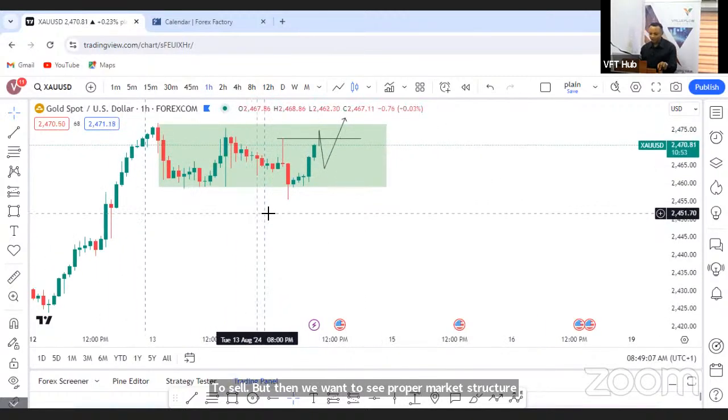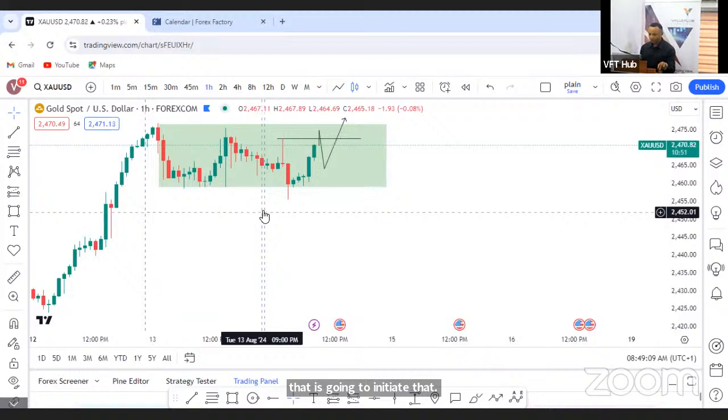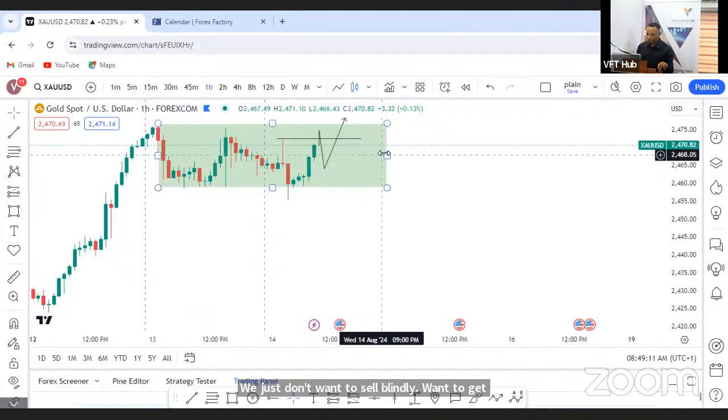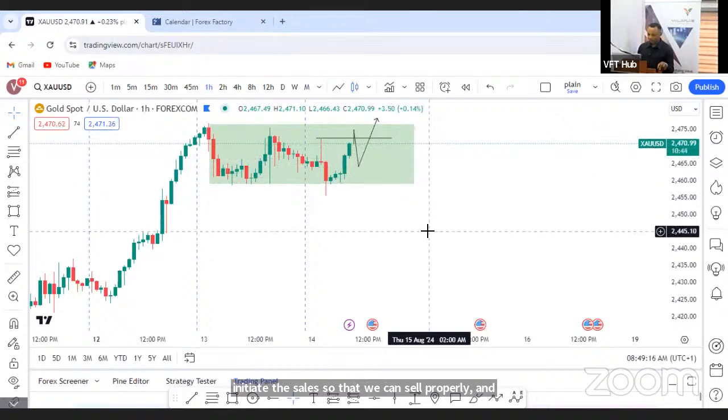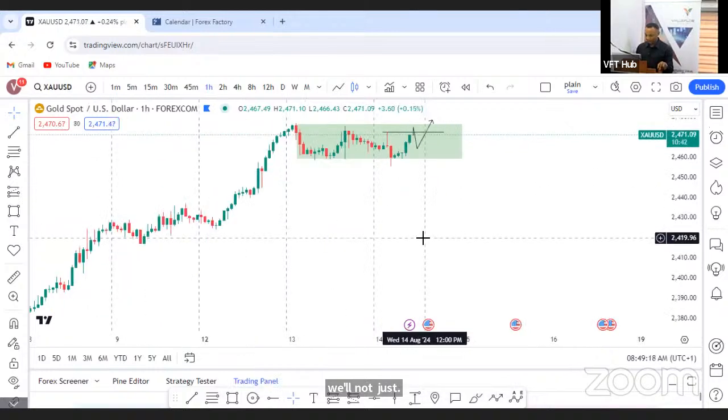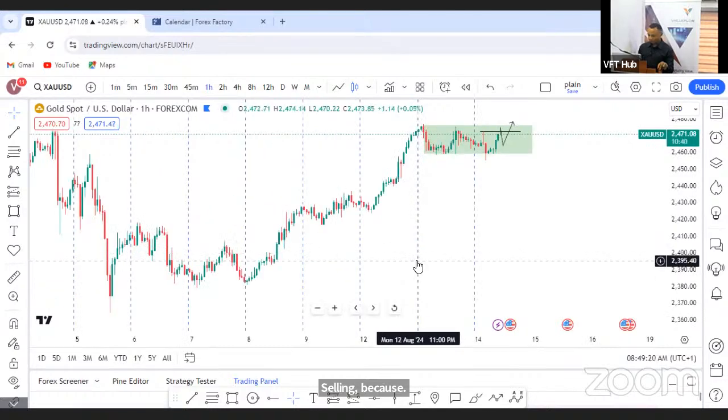We just don't want to sell blindly. We want to get proper market structure that would initiate the sale so that we can sell properly and will not just be selling because we feel like selling. Okay, so I hope that analysis is clear.